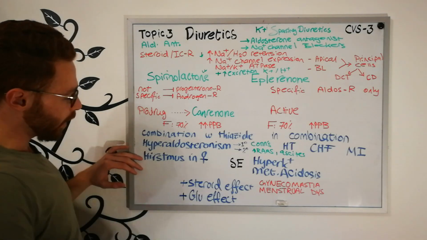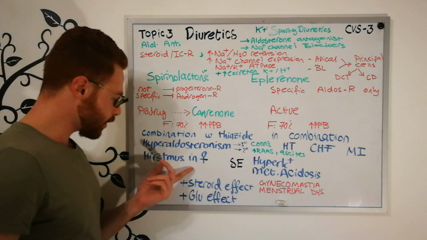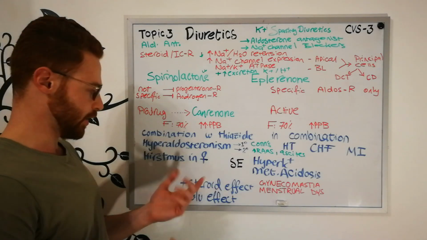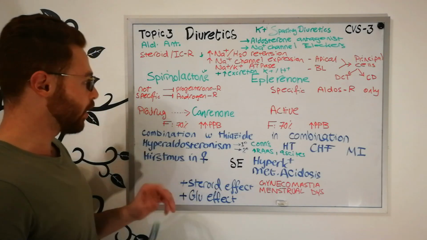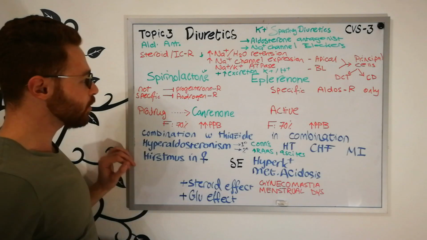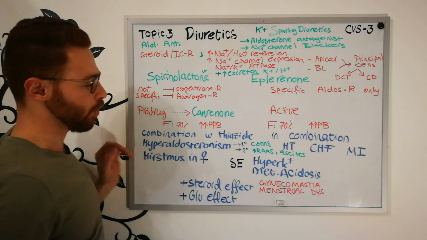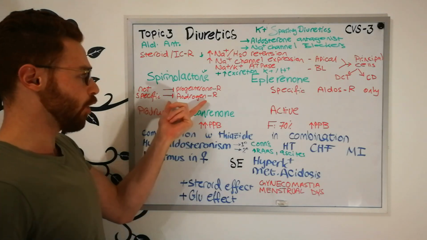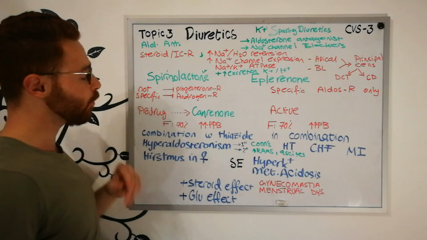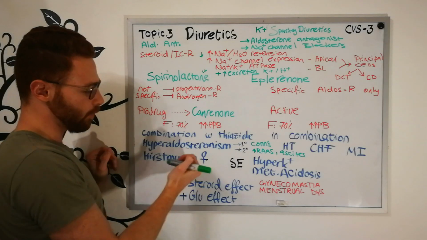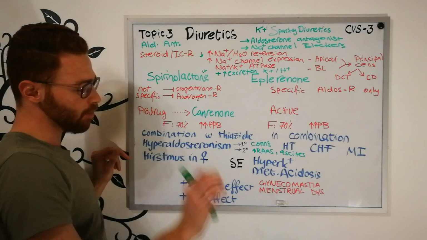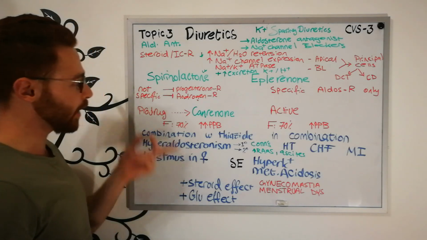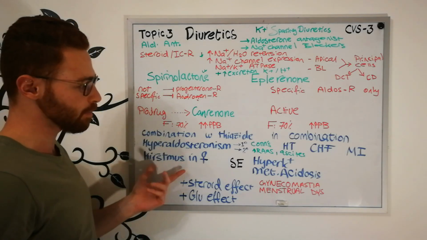Okay, now hirsutism in females. Hirsutism is like hairy, basically. Hairy females. Why? Because we said that the spironolactone is going to block the androgen receptor. We know that the androgen receptor is the guy's hormone. If we block this receptor in females, we're going to actually decrease the growth of the hairs. So in a hairy female, we can actually give the spironolactone to solve this problem.